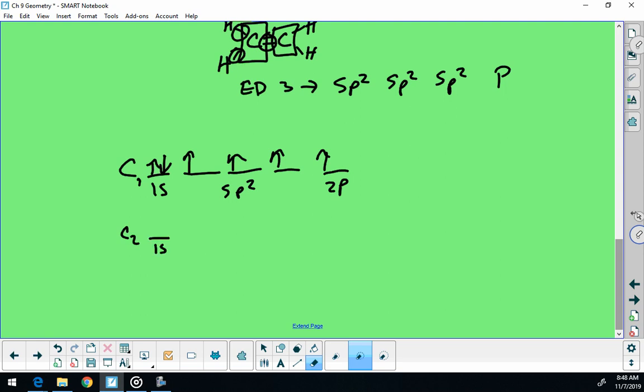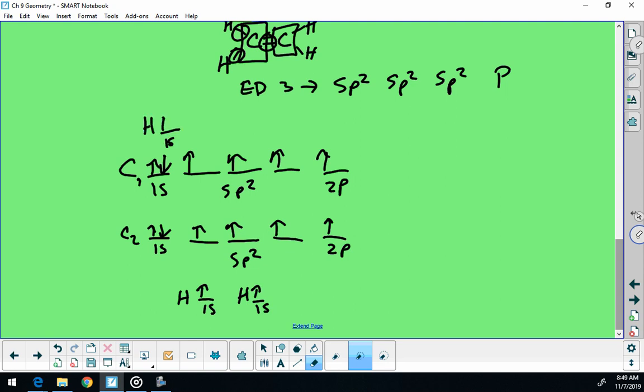Carbon 2, we're going to do the same thing with it: 1, 2, 3, because it has 3 electron domains. So this is sp2. Good. And then I have an unhybridized p. And then I have what? 2 hydrogens on both sides. So here is a hydrogen 1s, and here's a hydrogen 1s. And up here I have a hydrogen 1s and a hydrogen 1s.